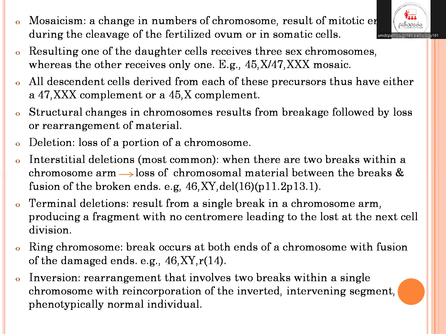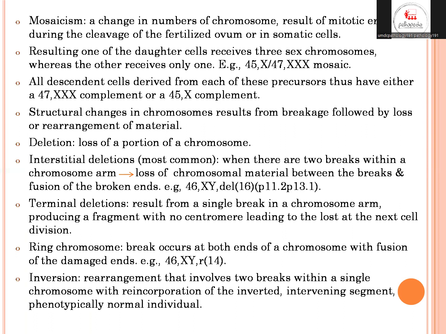The structural changes in chromosomes result from breakage followed by loss or rearrangement of material, known as deletion. What are interstitial deletions? Basically, there are two breaks within a chromosome arm, with loss of chromosomal material between the breaks and failure of the broken ends to rejoin, known as interstitial deletions. When we talk about terminal deletion, it results from a single break in a chromosome arm producing a fragment with no centromere, leading to its loss at the next cell division.